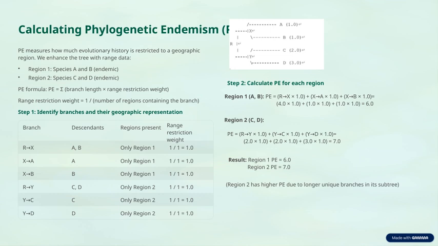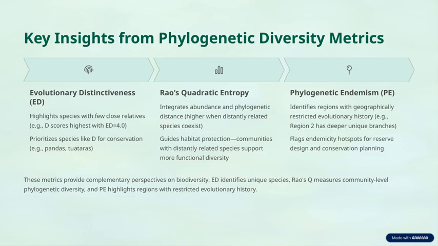Now, let's take a closer look at some key insights we can gain from phylogenetic diversity metrics. First, we have evolutionary distinctiveness, or ED. This metric helps us identify species that are evolutionarily unique, particularly those with few close relatives. For example, a species like D scores very high, with an ED of 4, indicating it's quite isolated on the evolutionary tree. Such species are often top priorities for conservation, because losing them would mean losing a significant chunk of evolutionary history. Think about pandas or tuataras.